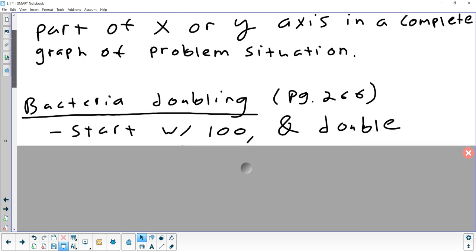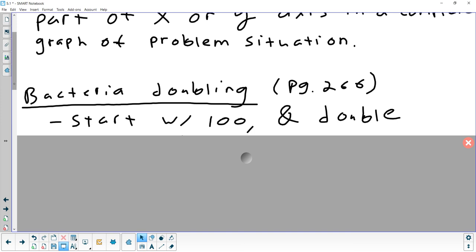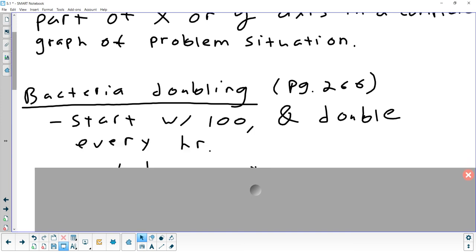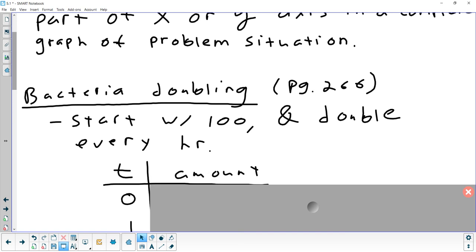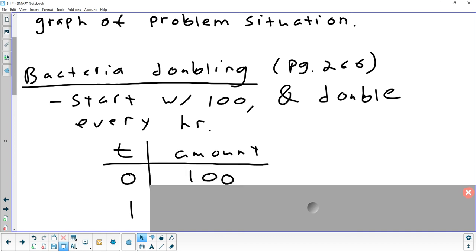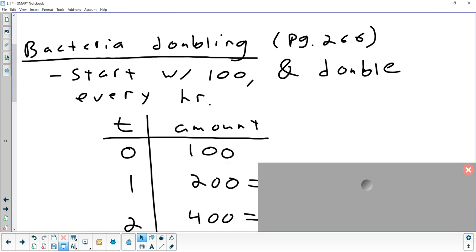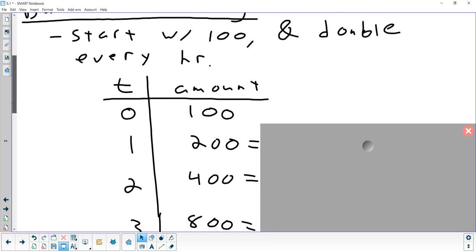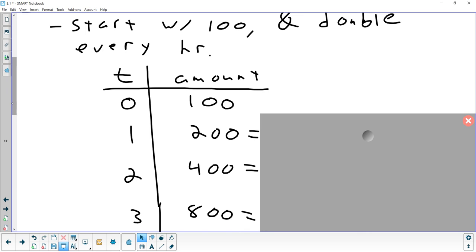Let's say we started with 100 bacteria, and that's going to double every hour. How much bacteria do we have at time zero? 100. How much bacteria do we have after 1 hour has gone by? 200. Now, you can kind of figure that part out. That part's easy, right? 100, 200, 400, 800. I want to think of this 200, though, in terms of the base. And in terms of doubling.